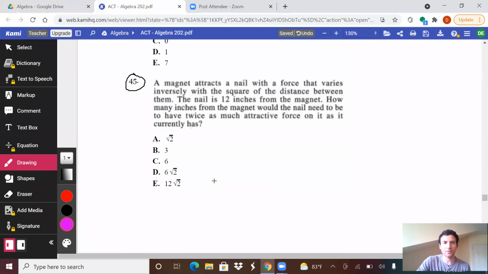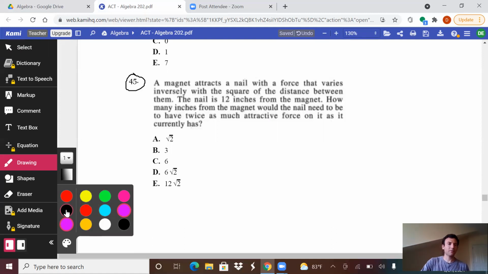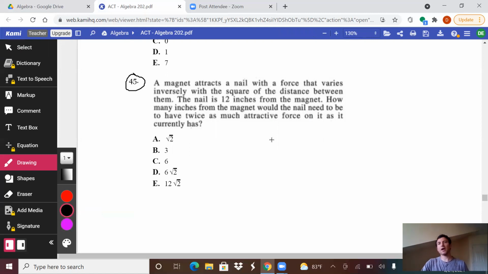Number 45 gives a lot of people difficulty. So let's see exactly how to set up this word problem. And again, feel free to pause it. This is one of the last 10 on the test. It says a magnet attracts a nail with a force that varies inversely.